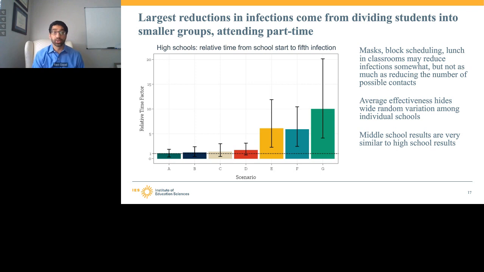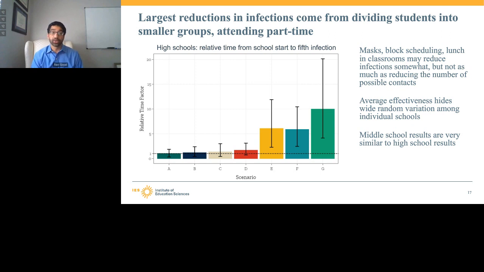As a note, the middle school results are very similar to these high school results in terms of the ordering and the relative magnitude of the different scenarios. Also, these results assume that students remain at home when they're not attending in-person classes. If students instead attend other group childcare settings, this would reduce the impact of scenarios E through G.